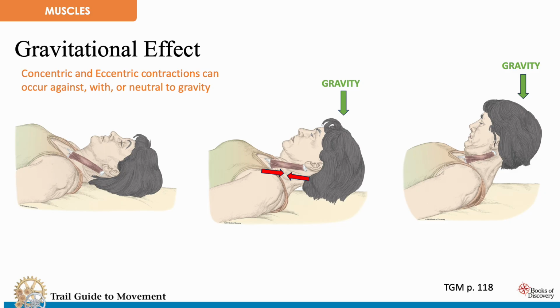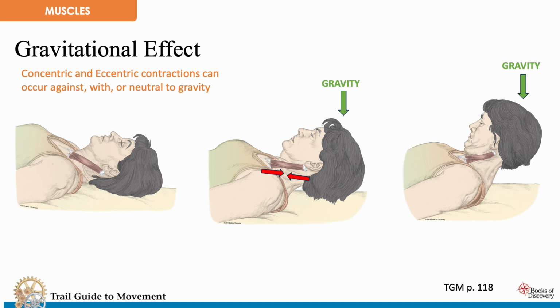So with gravity, the eccentric control. Now the third image, the head is already up and they are lowering it back down to the pillow. Gravity wants to slam that head down, but to prevent a headache, those same neck flexors have to act as brakes. So this is eccentric. The muscles are lengthening under tension to control the descent.